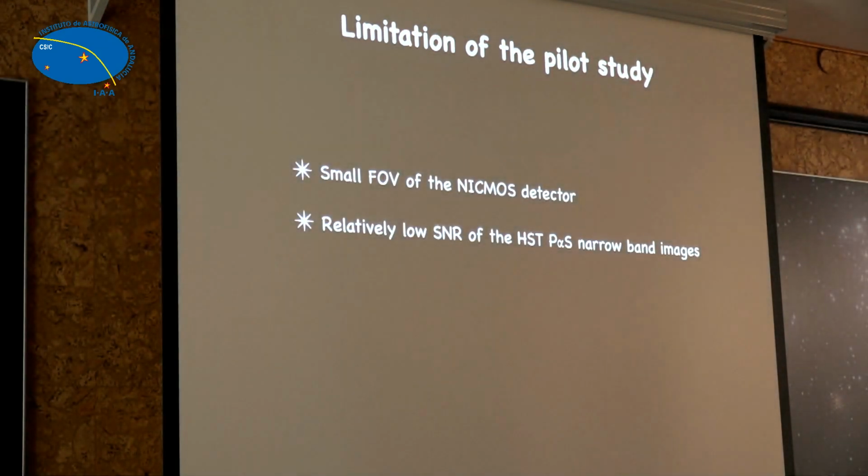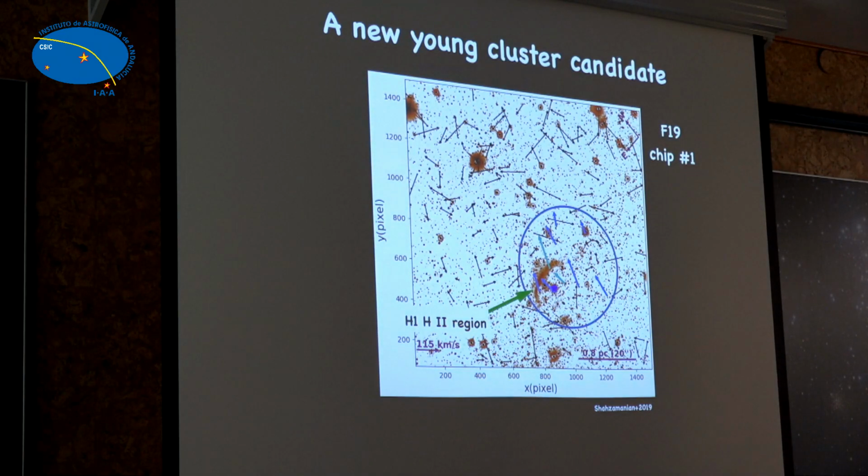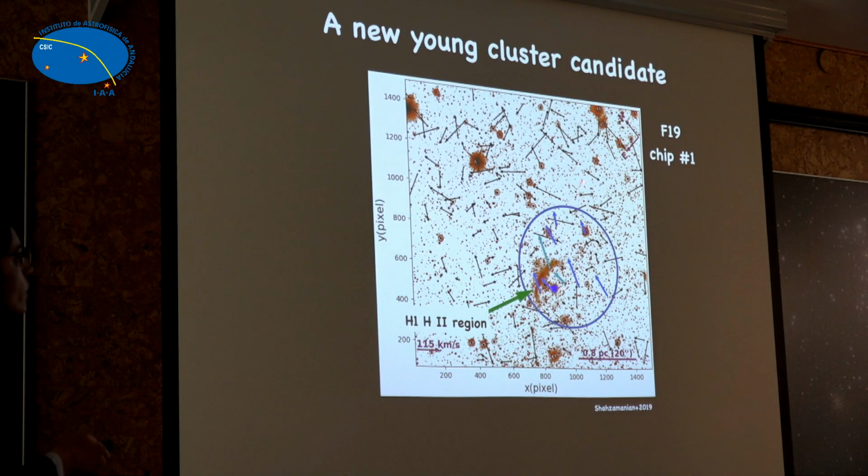This is due to the fact that the NICMOS detector has a small field of view, so when we want to align it with HAWK-I, we have a problem. Also, the signal-to-noise ratio of the HST Paschen alpha images is not comparable to the Galactic Nucleus signal-to-noise ratio. But in the end, by doing some significance analysis and keeping just the significant values, we get the significant proper motions that are plotted here in this figure on top of a HAWK-I image.